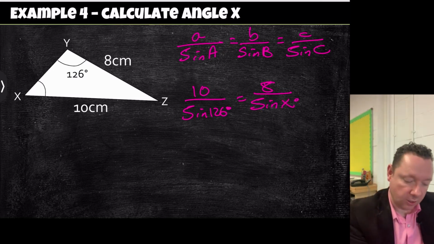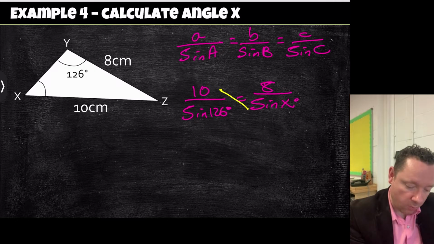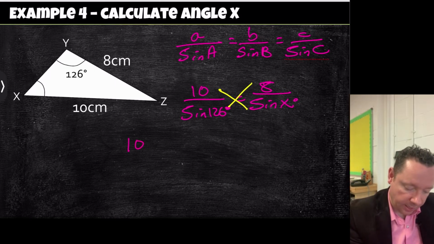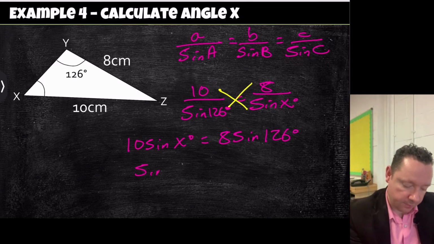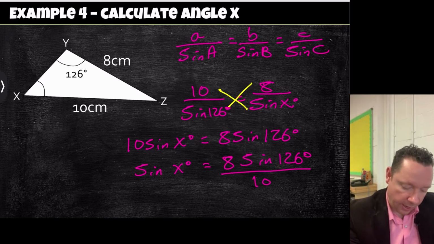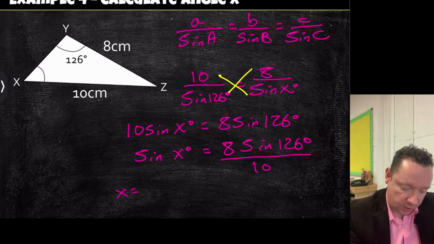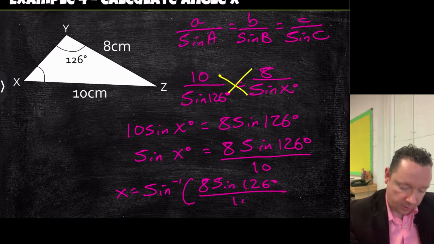And then we can rearrange in the normal way. Top times bottom equals top times bottom. So that's 10 sine x equals 8 sine 126. And now we just divide by 10 to find sine x. 8 sine 126, all divided by 10. So x is the inverse sine of that sum: 8 sine 126 divided by 10.